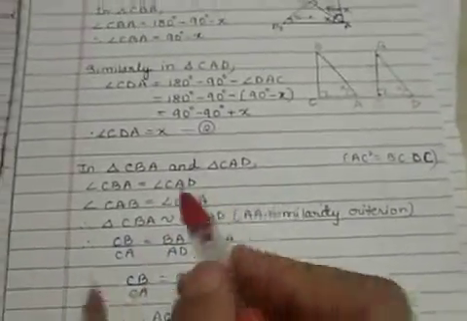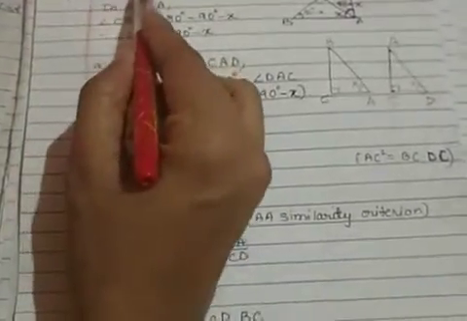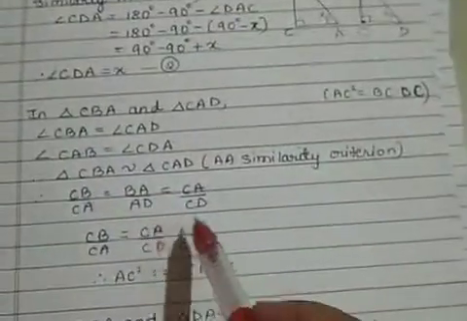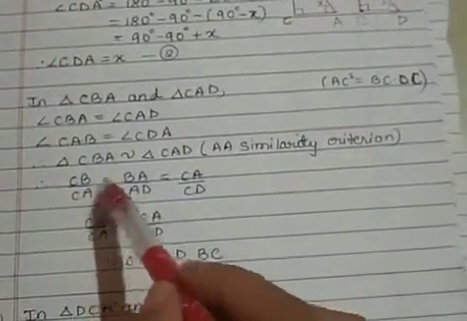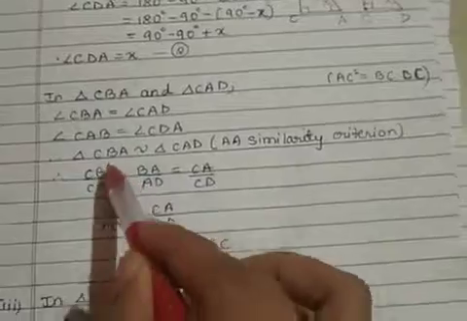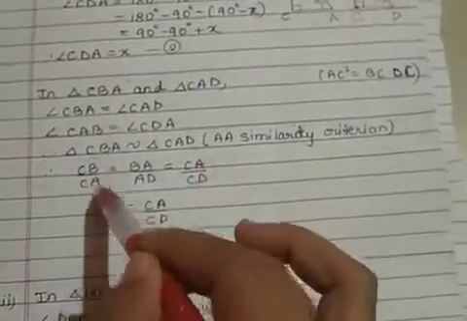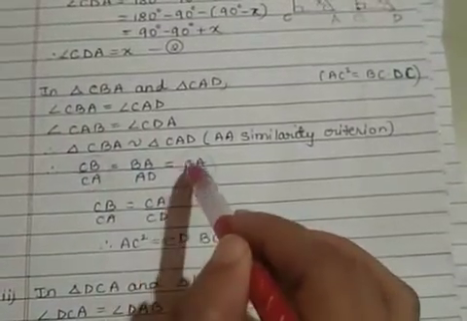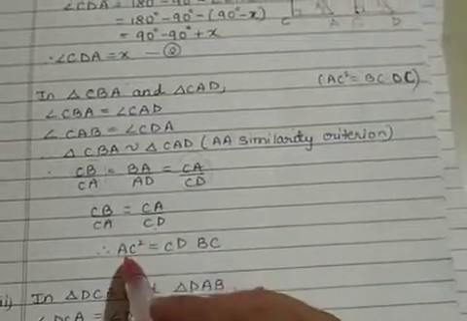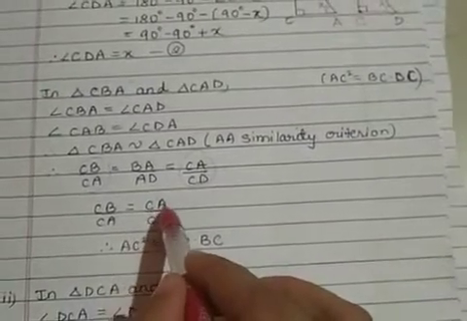Now in the question, what you need? You need AC square is equal to BC and DC. So BC and DC are here. So you have to take these two things. So CB upon CA is equal to CA upon CD. And on solving, you get CA same as AC.